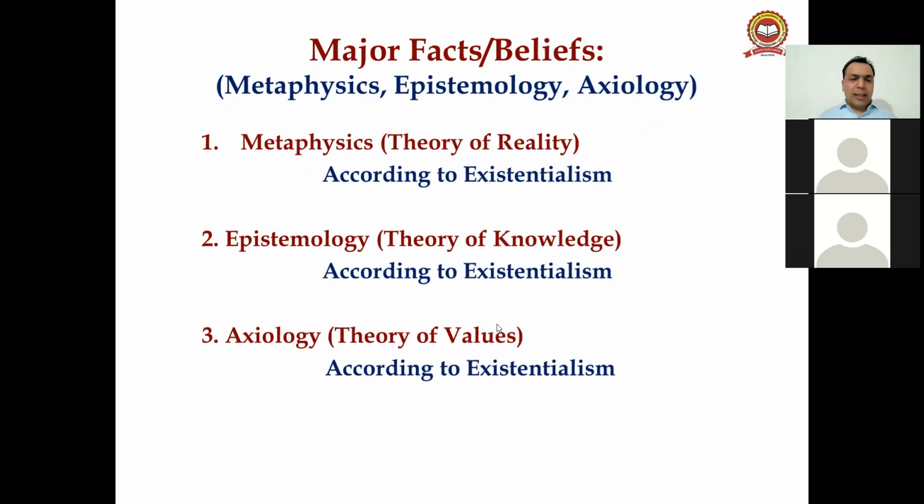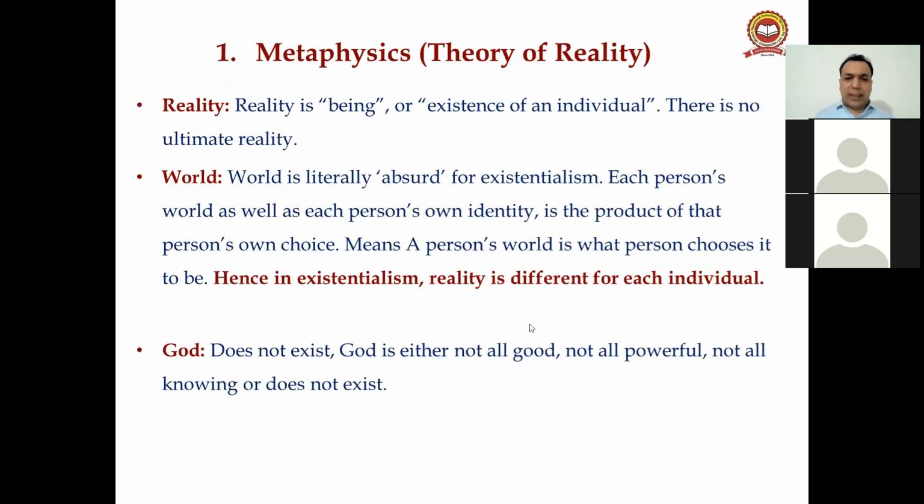Next we discuss what the beliefs of this philosophical movement are. That means the metaphysics of existentialism, or what is reality. Then we discuss the epistemology, what knowledge is according to the existentialists, and what the values are according to the existentialists, right? So we discuss first metaphysics, the theory of reality.